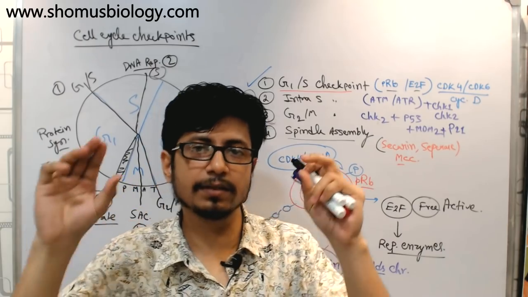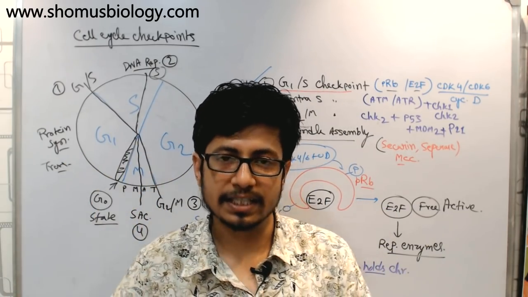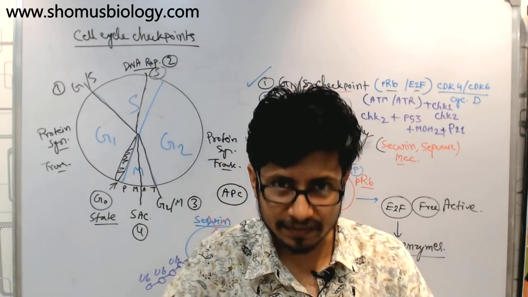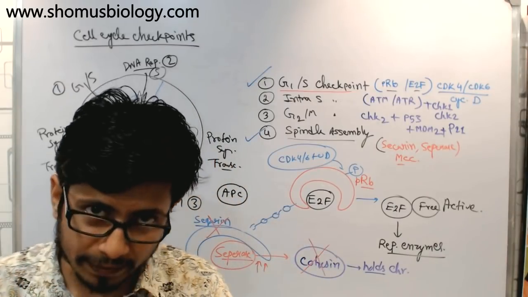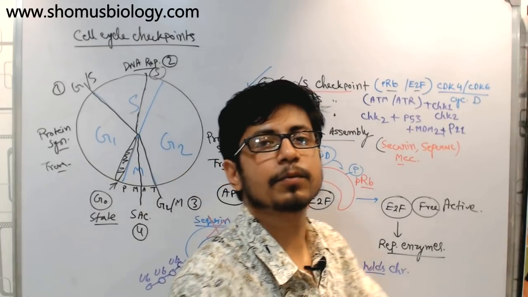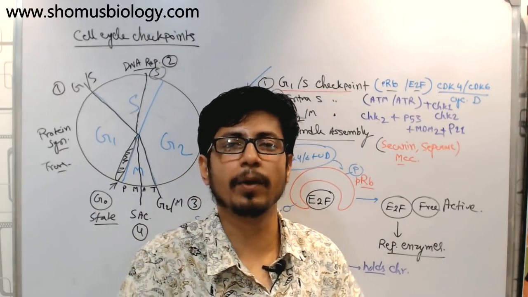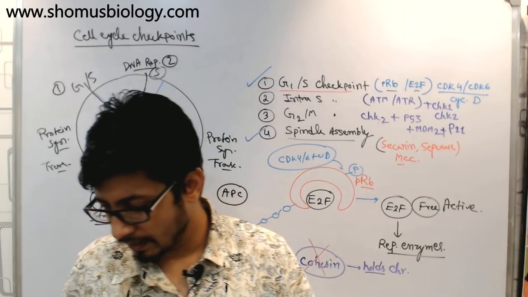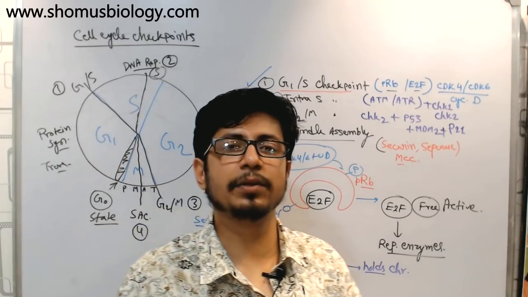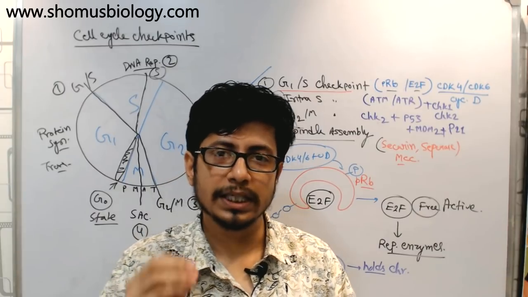And whenever you see this term cell cycle arrest, that means the cell cycle checkpoint is there, and the checkpoint stops the cell cycle from moving further. That's really important, because we need to fix the issues. Once the issues are fixed, then only the cell will move from that step to the next step. So this is how the cell cycle checkpoints work. And the checkpoints are really important, because if they fail, then a normal cell will turn into a cancerous cell very soon. Okay, so that's all about cell cycle checkpoints.